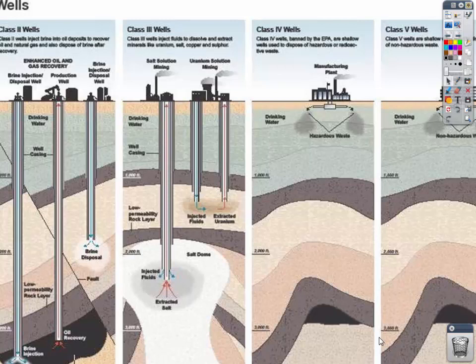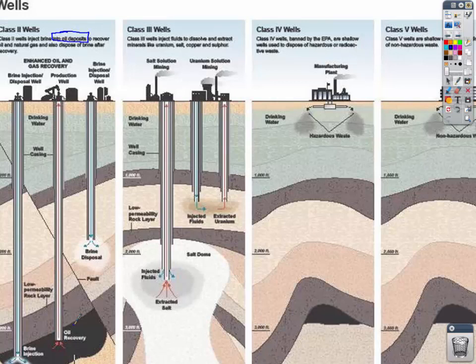All right, there's various classes of injection wells, and a class 1 well is what I just spoke of, where you're going to inject hazardous materials deep below drinking water supplies and in between two impermeable boundaries. But the class 2 wells are where we're going to inject waste into an old oil deposit.